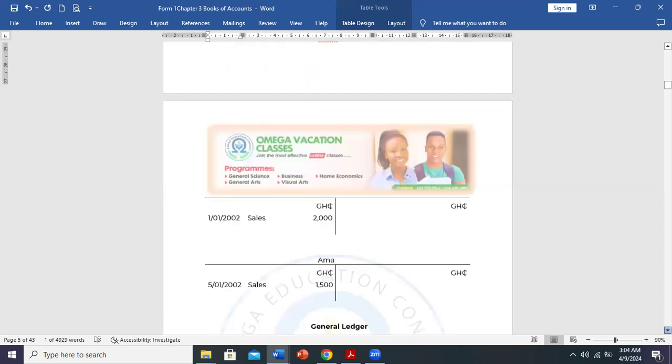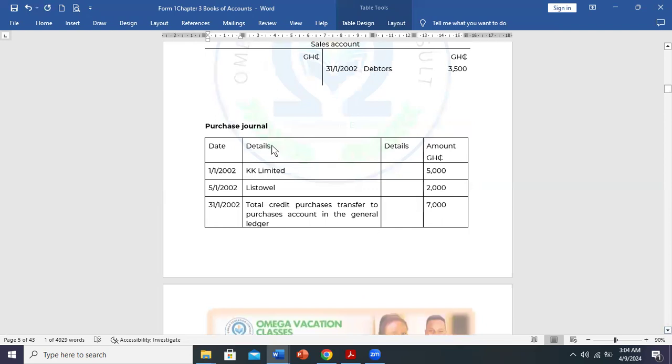So if it is the purchases journal, same columns: date, particulars, details, and amount. So here I have KK Limited 5,000, Listowell 2,000. Again, you need the totals, and this time you call it total credit purchases. That will be transferred to the purchases account in the general ledger.